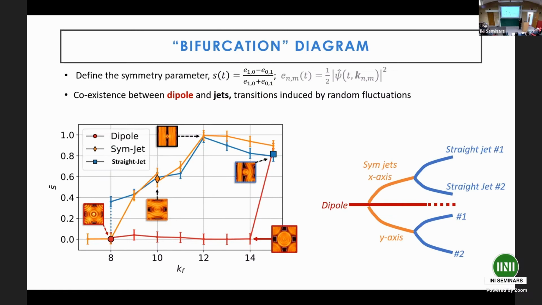It loses, you lose it. Either it cannot exist or it's unstable. And at some point, you do have a bifurcation, or you have these two branches that break the symmetry. These are the jets that could be either in the x direction or in the y direction. And then there are two additional branching points, which are these ones where one of the jets would be straight and the other would be not straight. Okay, so why do you see this zoo of states when you change KF?